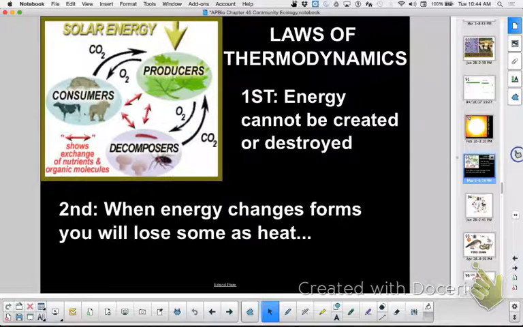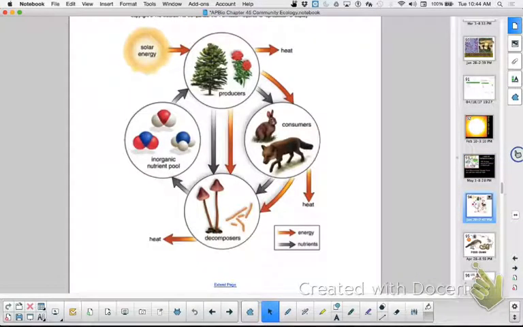All right. So now, let's take a look at this. I had you just learn something. Is it B person's turn? Yes. B, explain what I just had you learn about energy and nutrients in this diagram. Go ahead.